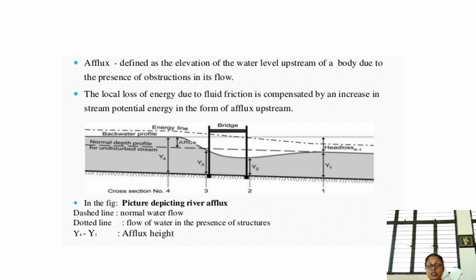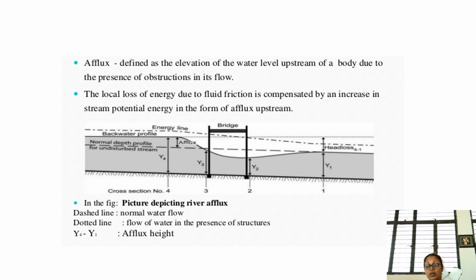Then is afflux. Afflux is defined as the elevation of the water level upstream of a body due to the presence of an obstruction in its flow. So whenever a river is flowing upstream, if there is any obstruction, then the water level rises due to the presence of this obstruction. This rise in the water level because of the presence of some obstruction in its path is called afflux.